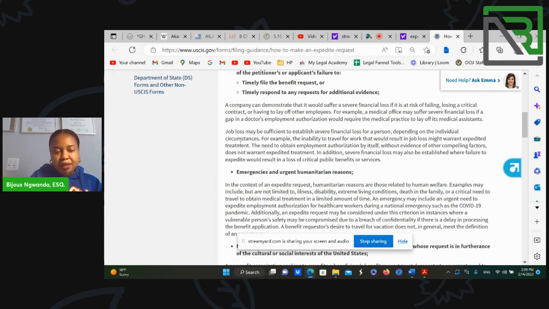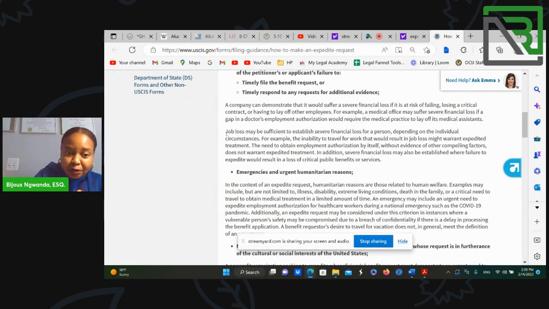For example, inability to travel for work that will result in a job loss might warrant an expedited request. While your work permit is taking longer than ever, or your travel document is taking longer than ever, well, you can try to expedite, okay, based on this reason.